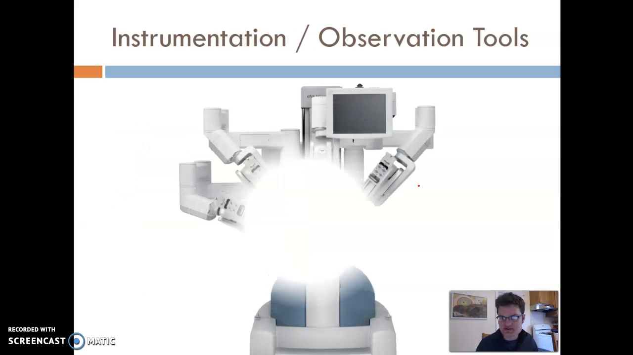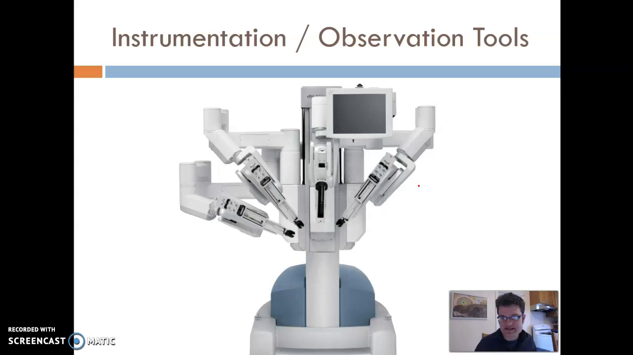Instrumentation and observation tools. So anyone that's been into any sort of surgical environment, hopefully not you guys yet, but if you've ever had any relatives that have had knee surgery, they have seen one of these. It's called a da Vinci machine. Basically these are all robotic arms right here, and these robotic arms are controlled by the surgeon. Usually one of them has a video feed going in there. The other ones can actually control devices going into it.